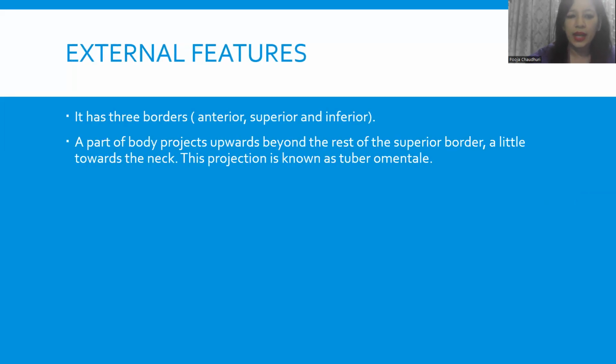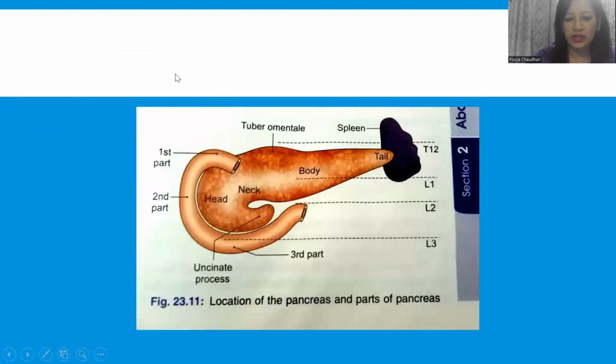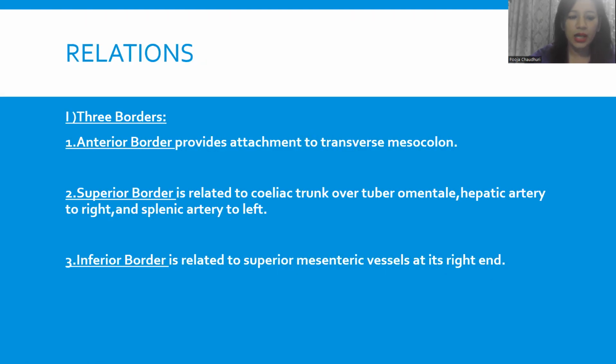And next is the body of the pancreas. It is elongated and extends from its neck to the tail. The external features: it has three borders, anterior, superior, and inferior, and a part of the body projects upwards beyond the rest of the superior border a little towards the neck. This projection, as we had already seen before, is the tuber omentale. We can check over here the tuber omentale, which is present over the superior part of the body.